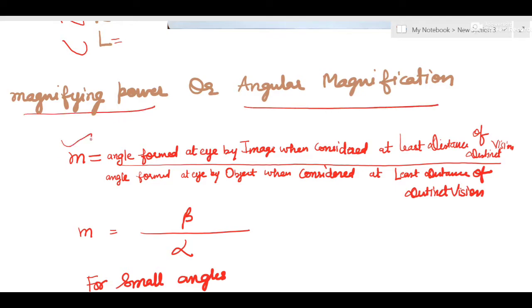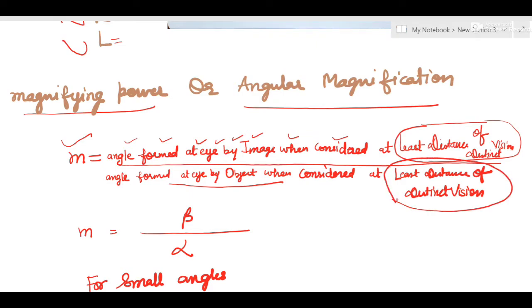m is the notation. It is the ratio of the angle formed at the eye by the image when considered at least distance of distinction, which is according to the case, and the lower one, the angle formed at the eye by the object when considered at least distance of distinction. This lower one is fixed for both the simple microscope and compound microscope. The upper one is according to the case and the lower one is fixed. I am giving the notation beta and alpha: beta is the upper angle and alpha is the lower angle.